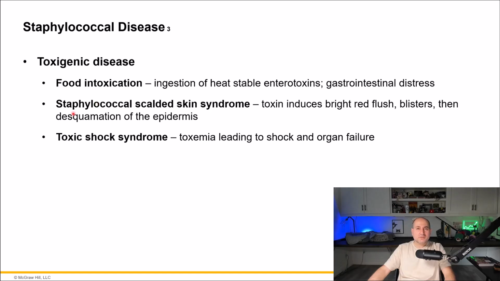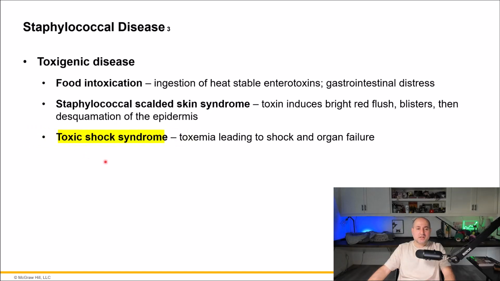Another result from these staph infections could be staphylococcal scalded skin syndrome, where the toxin from staph induces a bright red flush, blisters, and then desquamation of the epidermis. That means your skin sloughs off. It's called scalded skin syndrome because it looks like the skin has been burned and is peeling off, but it's not because of a burn. It's because of this bacterial infection that you have the desquamation.